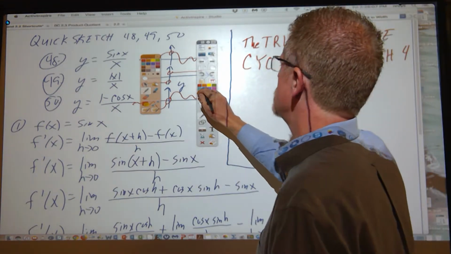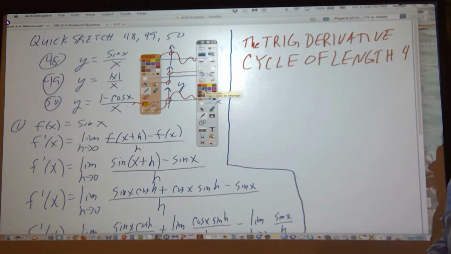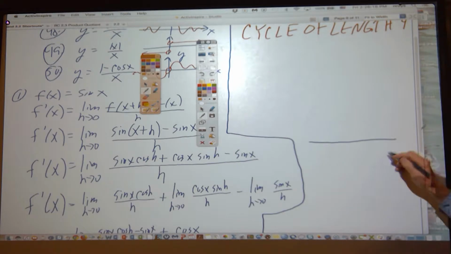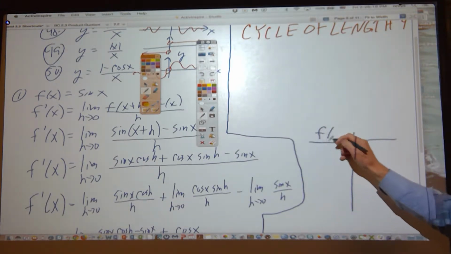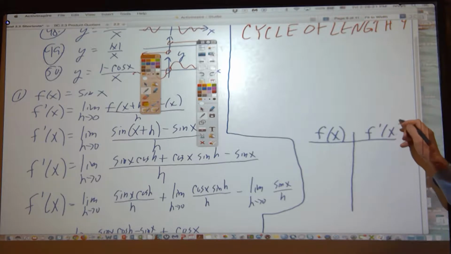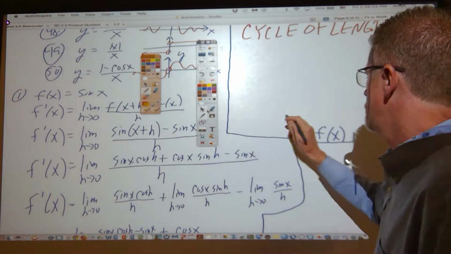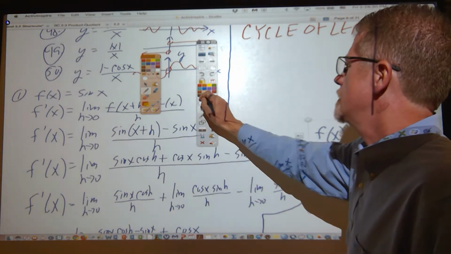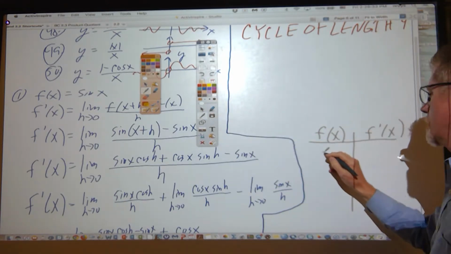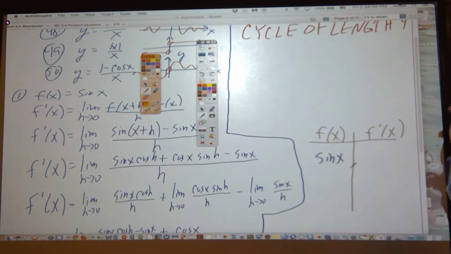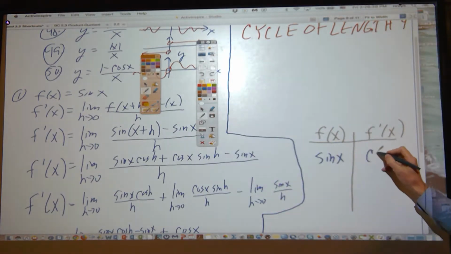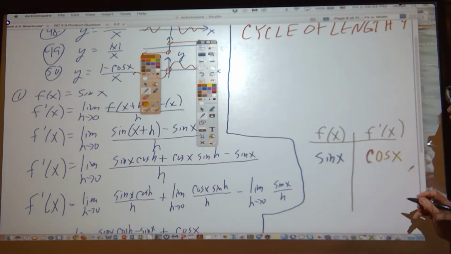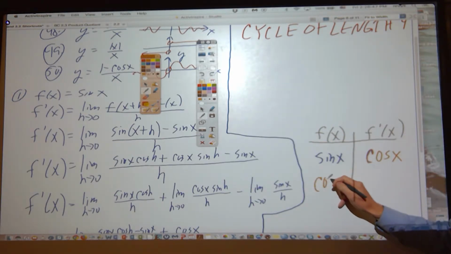Okay, here's how this rolls. We'll actually put the cycle of length 4 down here. We have to draw some pictures up top. It's going to be f of x versus f prime of x. So for sine x, it's the first step in the cycle here. For sine x, we just discovered that its derivative is cosine x. That's the first step in the cycle. Now we're going to find the derivative of cosine x.